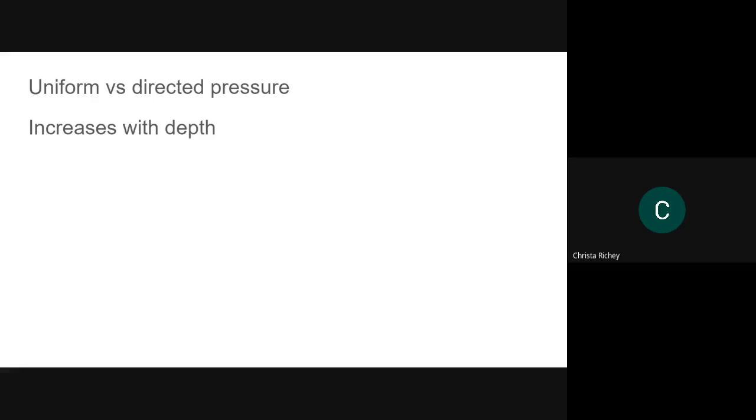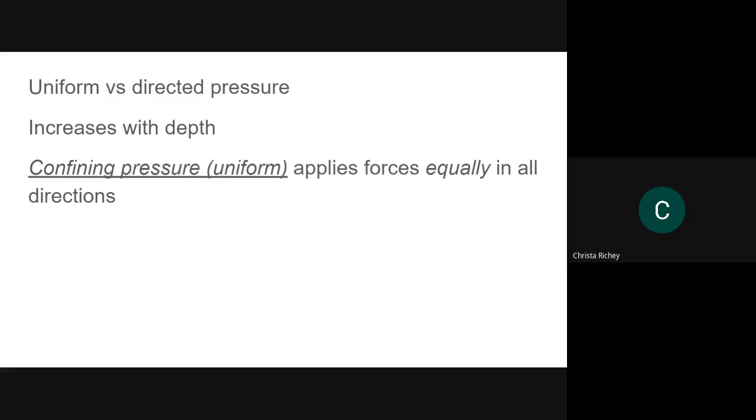So there's a couple different ways to say these. Uniform versus directed. As you go deeper, you're going to have an increase of pressure no matter what. Confining pressure, which is the uniform type, which is also lithostatic. There's multiple ways to say the same thing. Uniform just means the same. Everything is the same. So that means that the pressure is applied equally from every direction onto the rock. It's trying to squish it down equally from all sides.